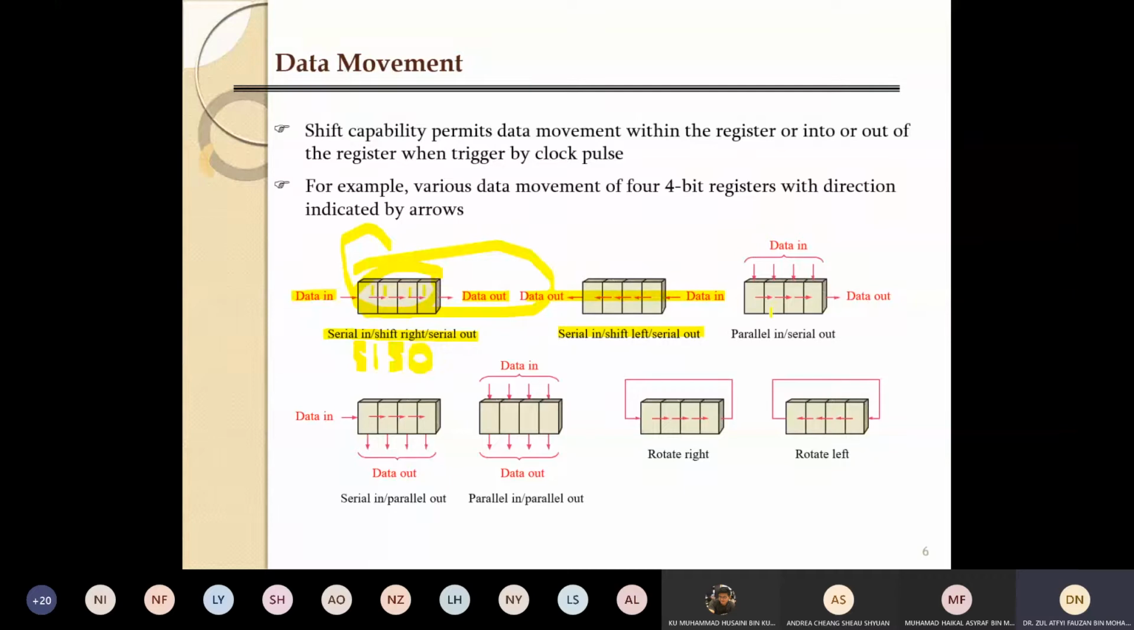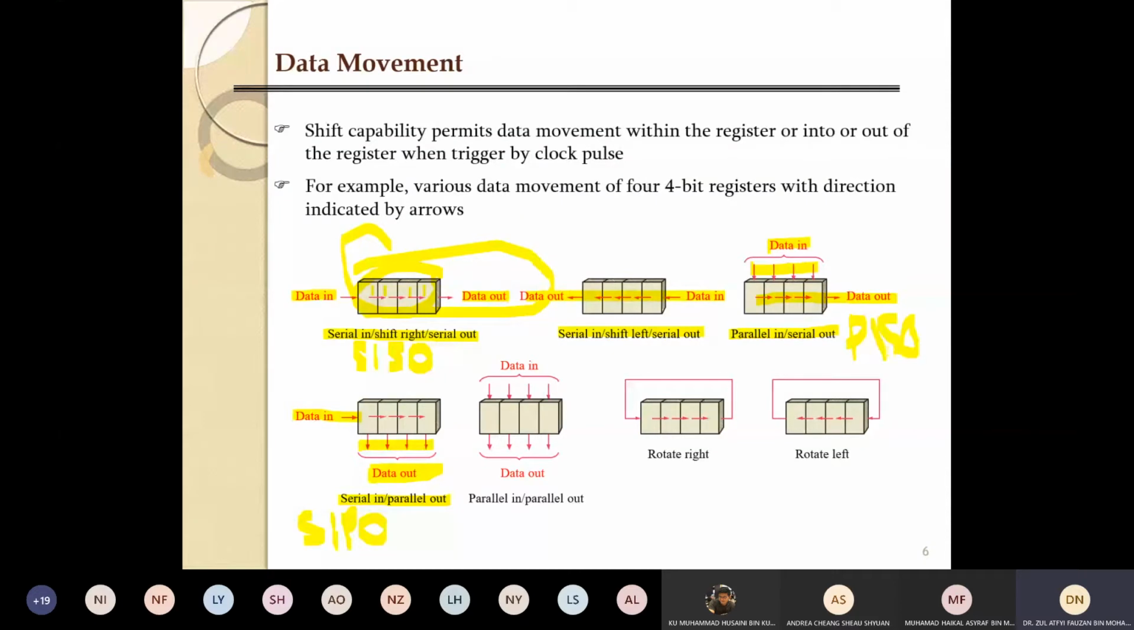Then this is the data in serially, and the data goes out parallelly. We call this shift register serial in, parallel out, or SIPO. And then this is data in parallelly, and the data will go out in serial. So this type is parallel in, serial out, or PISO.